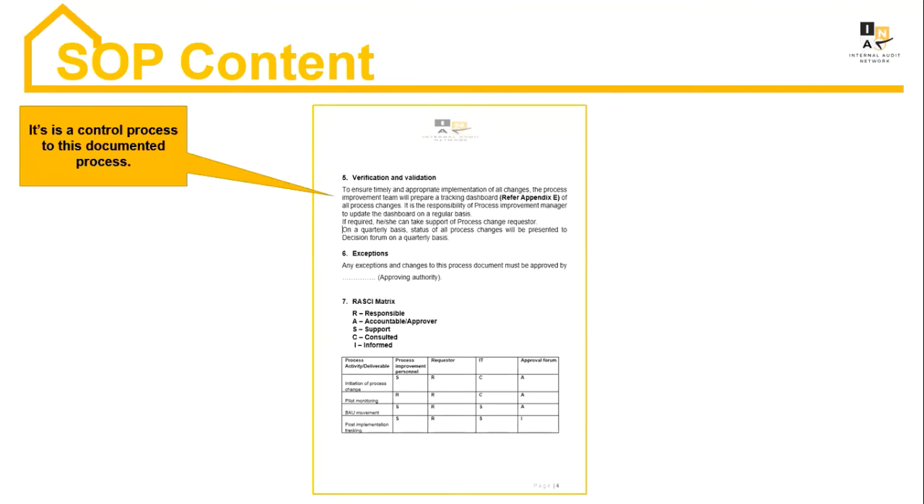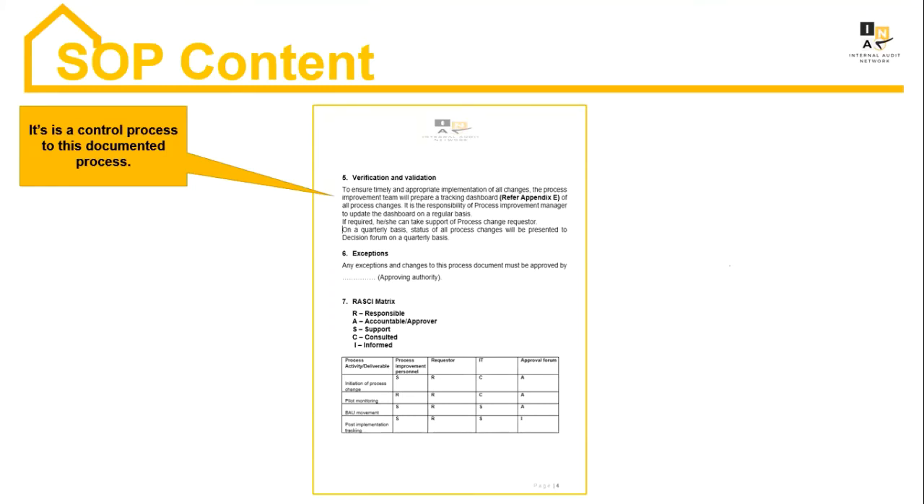So what it says, it's a control process to this documented process. It helps us in the RACM when we were doing auditing; this paragraph is going to help. To ensure timely and appropriate implementation of all changes, the process improvement team is to prepare a tracking dashboard.